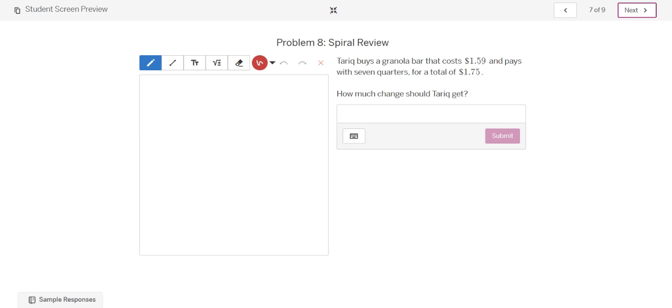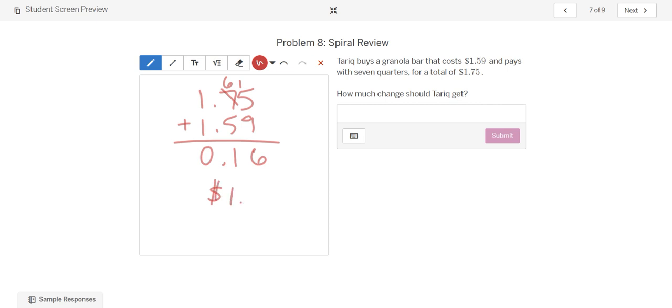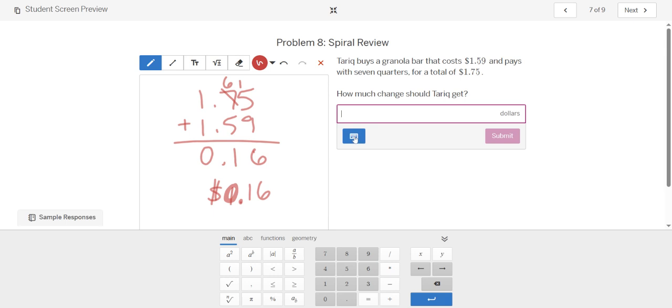This is a subtraction problem. I line up my decimal points. 59 hundredths, $1.59. We're talking about money now. I borrow from the dimes. I get 15 pennies minus 9 pennies is 6 pennies. 6 dimes minus 5 dimes is 1 dime. $1 minus $1, I get that it's 16 cents. Oops, 16 cents, not $16. 16 cents change is what you should get. 0.16. Submit.